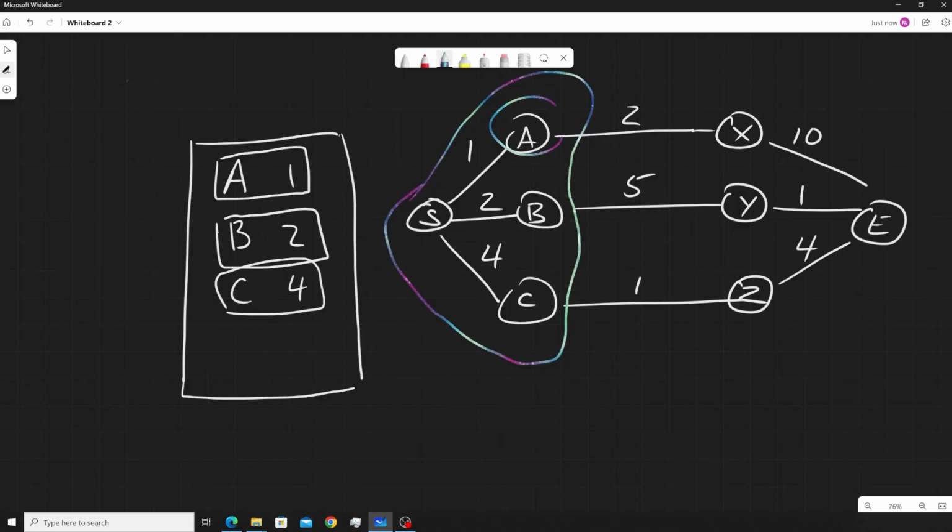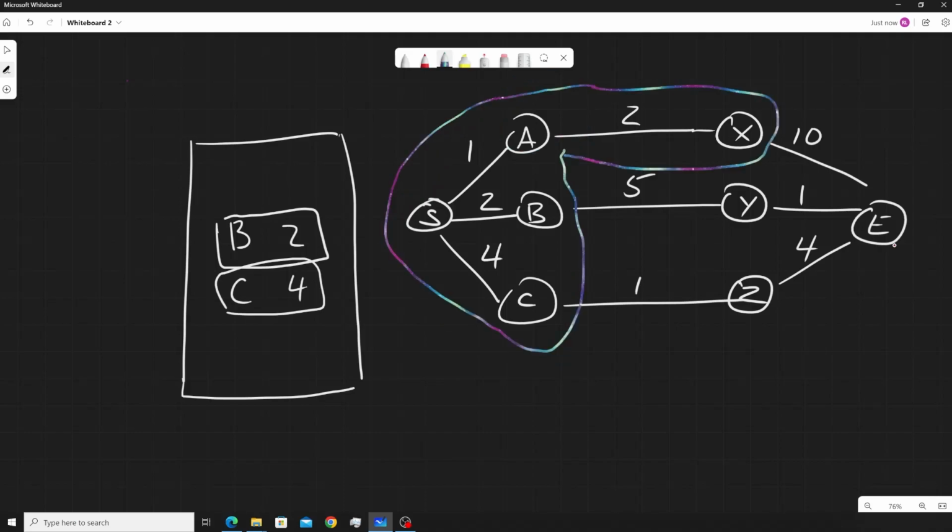Okay. All right. So A is consumed, and we get X. The total cost now is 2 plus 1, which is 3. And so X will go in between here. X and 3. Okay.